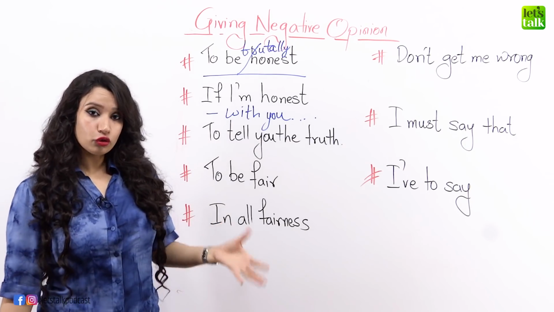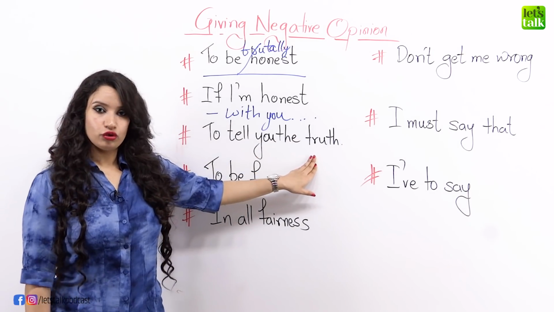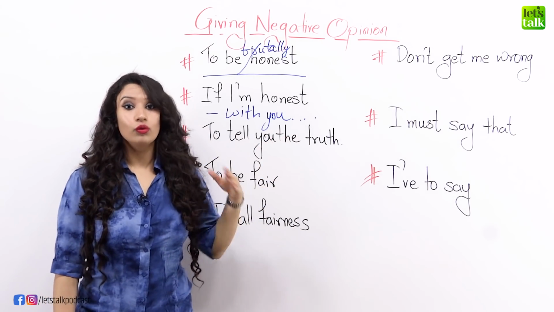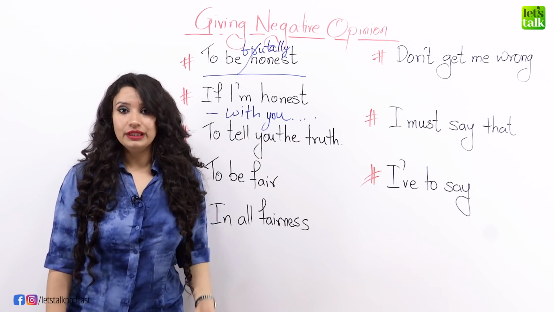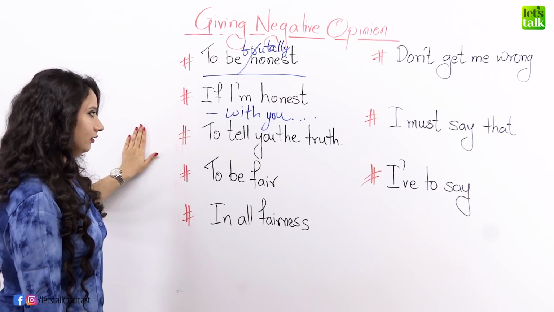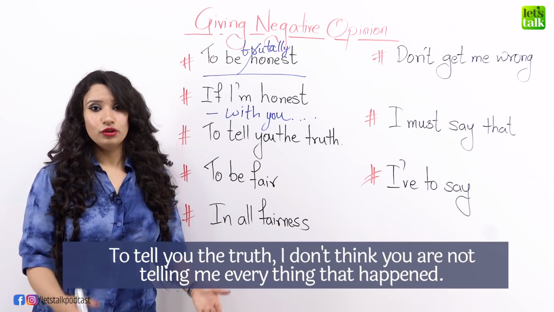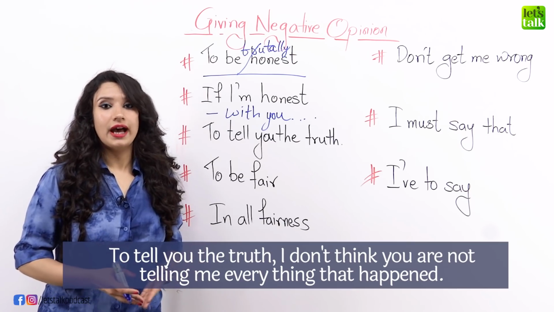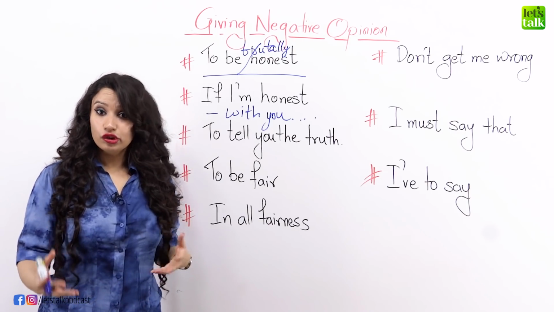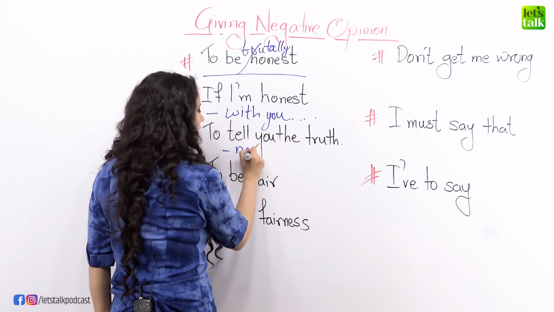Now with this, we look at the next one. Now we are trying to tell the truth. We are trying to be honest with someone. So we could also say to tell you the truth. So truth, you know what it means, being true to somebody. So to tell you the truth is also an expression with a similar meaning like to be honest or if I'm honest. And again, you could use this by saying to tell you the truth, I don't think you're telling me correctly about what happened. So here you're doubting someone, doubting what they're telling you, and you are telling your opinion very truthfully. So you are saying this to give a negative opinion.